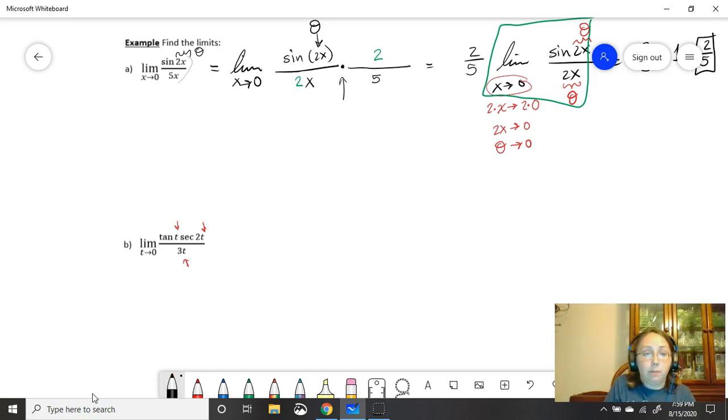We're going to end up with 0 on the bottom. 3 times 0 is 0. Tangent of 0. Do you remember what tangent of 0 is? You guys might need to review your trig rules, your trig angles. Tangent of 0 is 0.